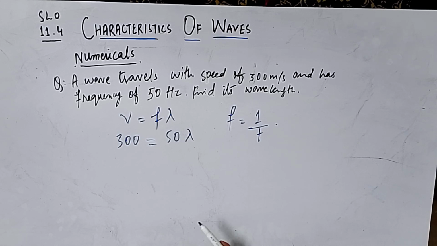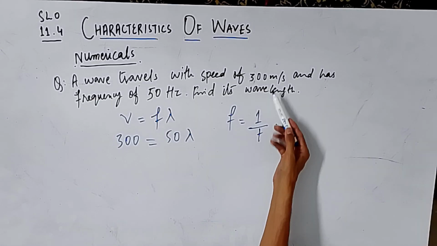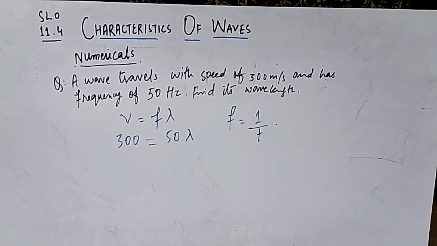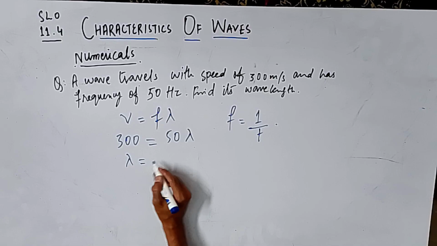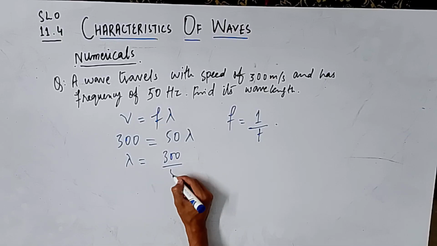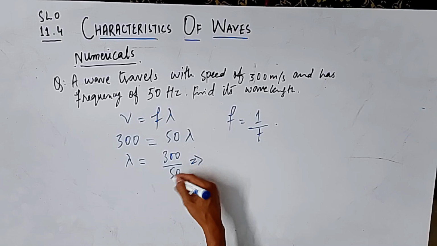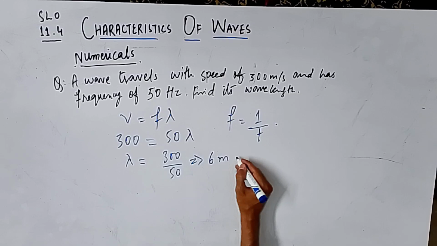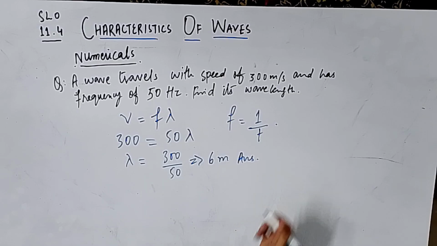So why are we discussing this? Because in the MCQ it sometimes happens that the value is given in centimeters per second, and there is no option that is correct with respect to the centimeters that you are calculating. It means they have converted the final correct answer into meters. That's why I'm discussing it, and it is very important. So lambda equals 300 upon 50. Your answer will be 6 meters. So the wavelength of this particular wave is 6 meters.